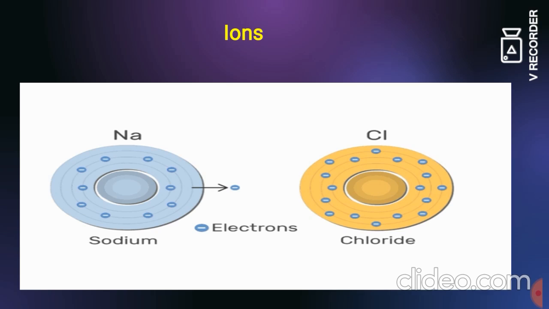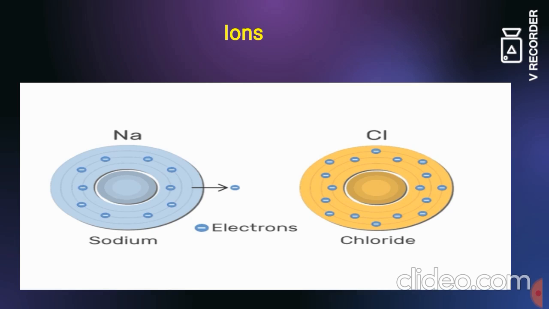Next, let us see what is meant by ions. Atoms are electrically neutral, but when an atom loses or gains electrons, it forms an ion, and on loss of electrons, atoms get positively charged. For example, sodium has 11 electrons and 11 protons. When it loses 1 electron, it becomes 10 electrons and 11 protons. So it forms the Na plus ion.